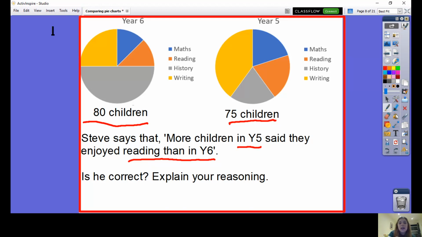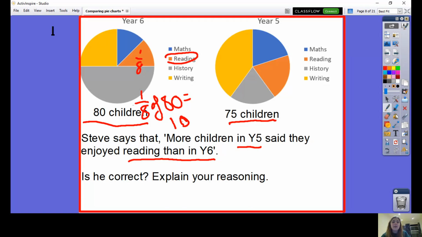Is he correct? Right, first let's work out how many children enjoyed reading in year 6. I can see reading is here, and it's half of a quarter, and I know half of a quarter is 1/8. So 1/8 of 80 children enjoyed reading. 1/8 of 80. That is equal to 10.